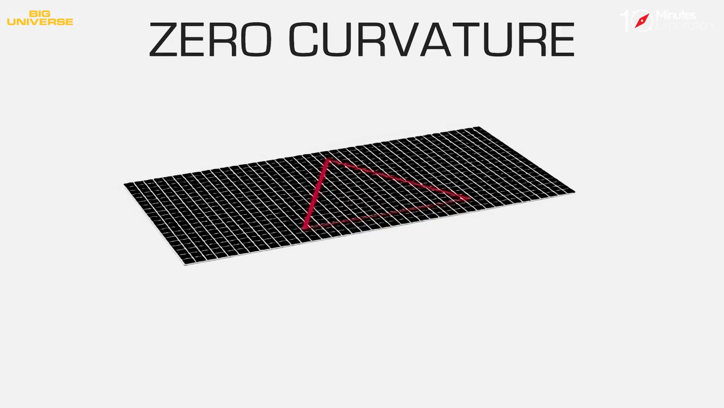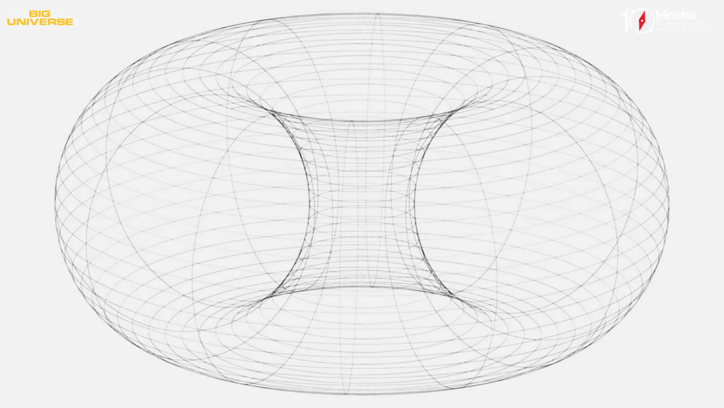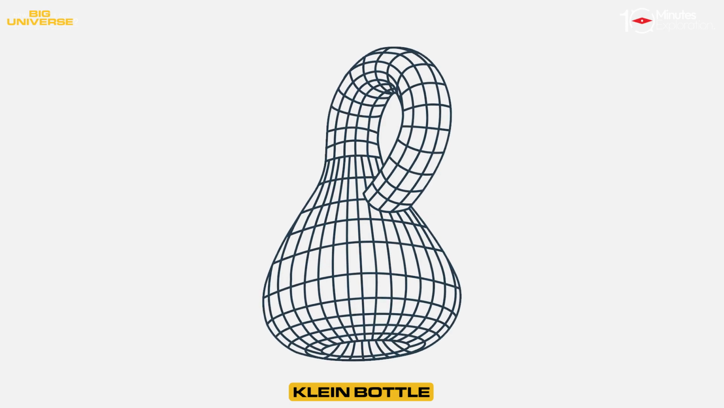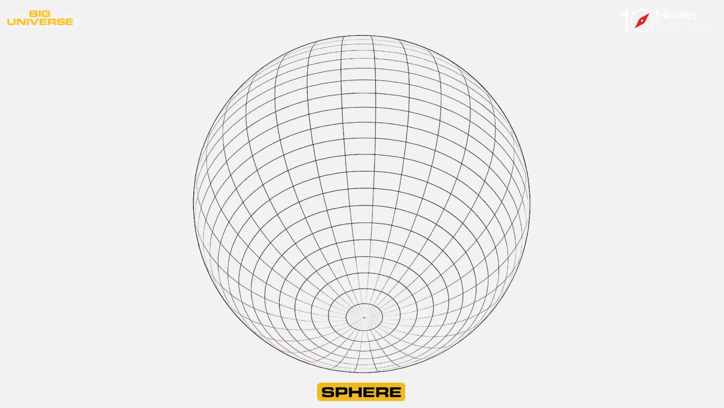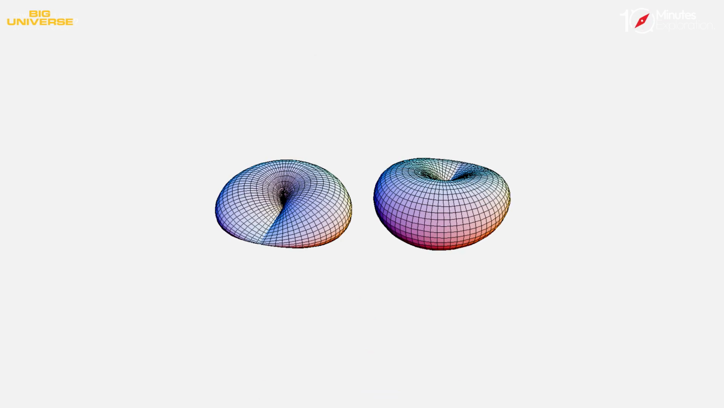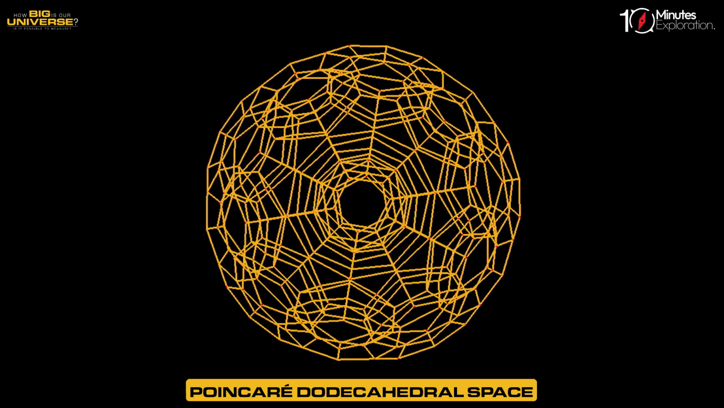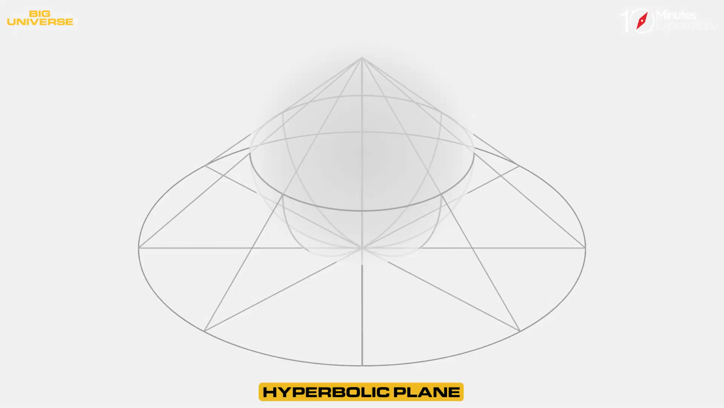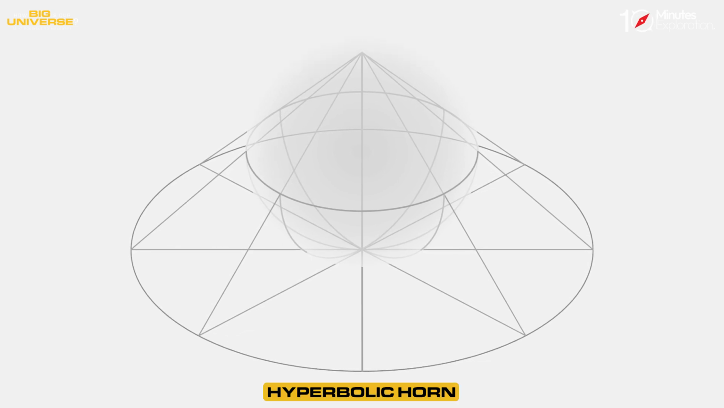For example, a flat universe can have a simple topology, like a plane, or a complex topology, like a torus or a Klein bottle. A closed universe can have a simple topology, like a sphere, or a complex topology, like a projective plane or a Poincare dodecahedral space. An open universe can have an infinite topology, like a hyperbolic plane, or a finite topology, like a hyperbolic horn.